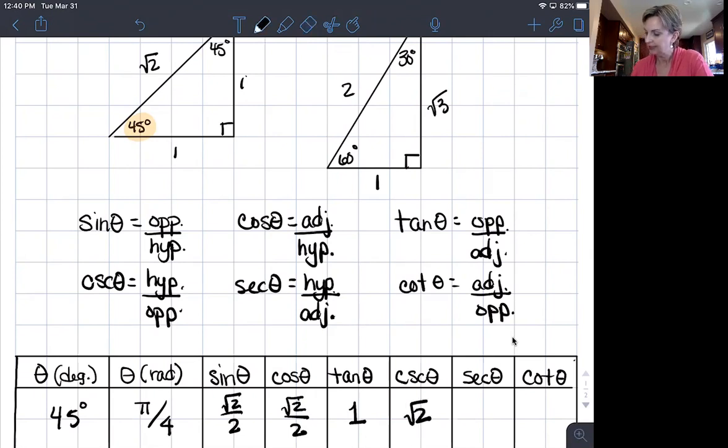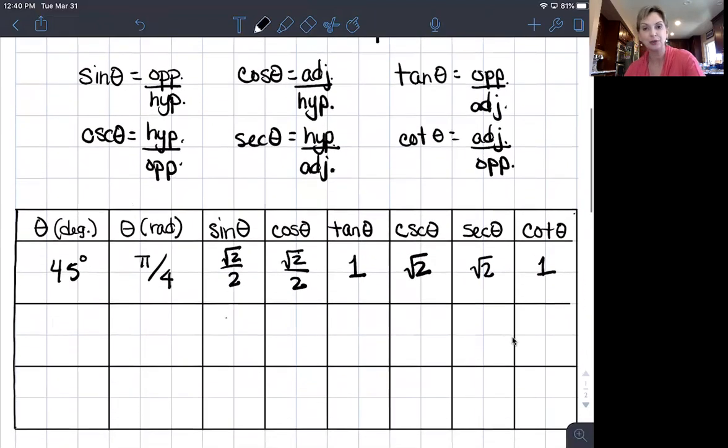Okay, secant is the same thing as cosecant in a 45, 45, 90 triangle, right? It's the reciprocal of the cosine. It's the hypotenuse over the adjacent, so the square root of 2 over 1, or the square root of 2. And the cotangent is adjacent over opposite, which for that 45-degree angle is 1 over 1, which is 1. Okay, we've got a third of our table filled up, but we need to do 30 and 60-degree angles as well. So why don't we move on to a 30-degree angle next?